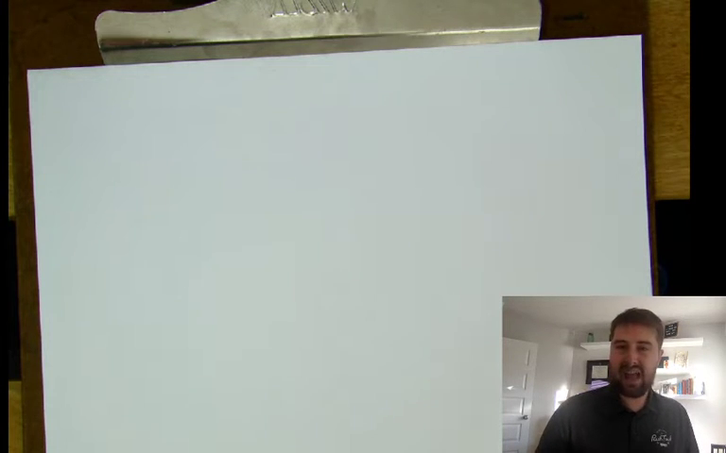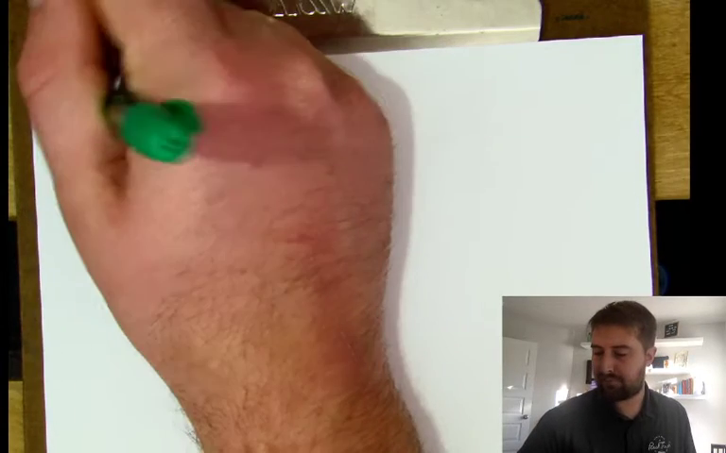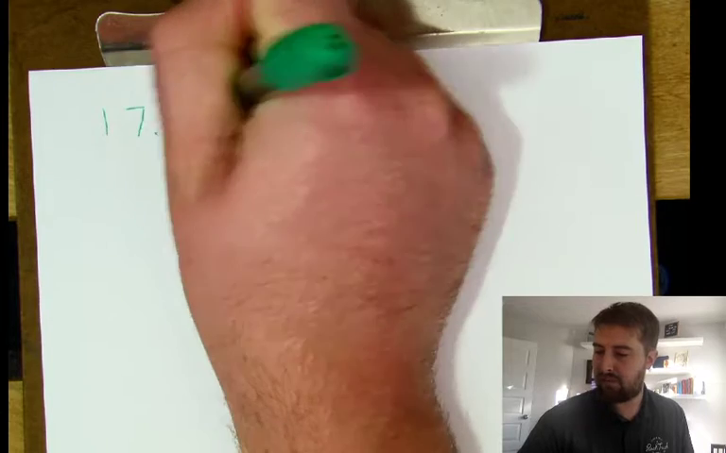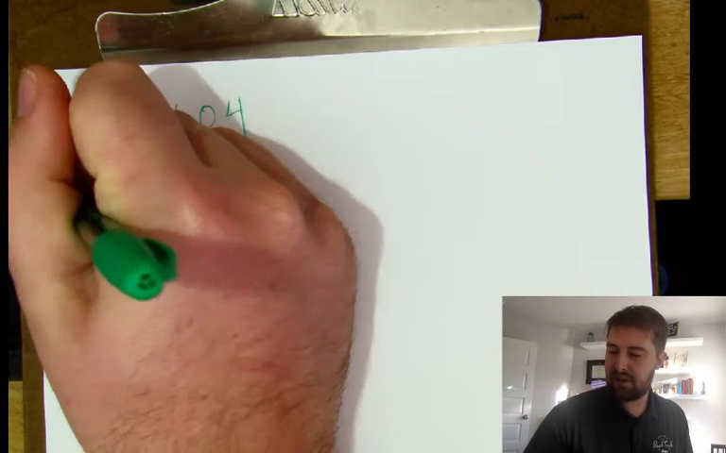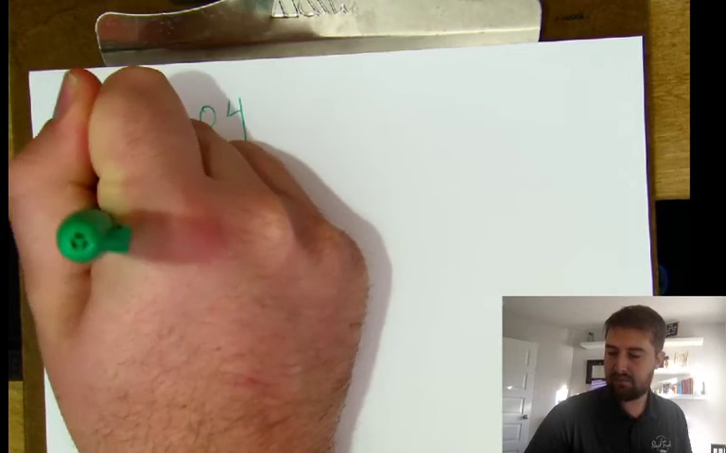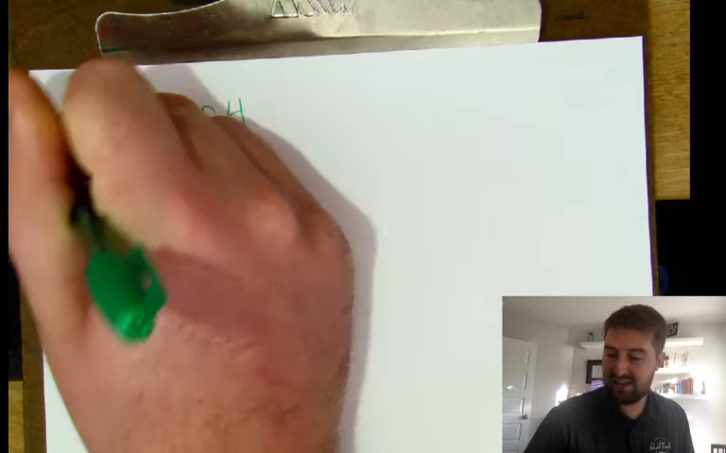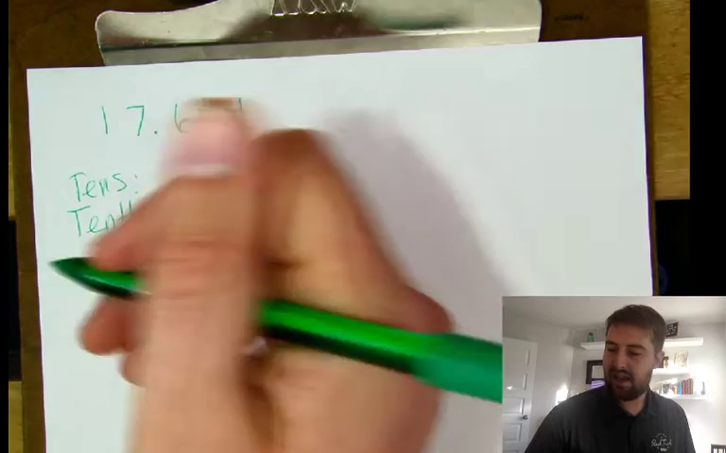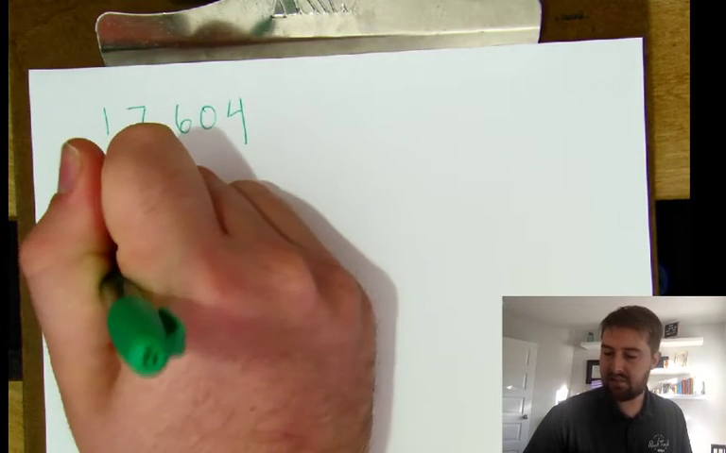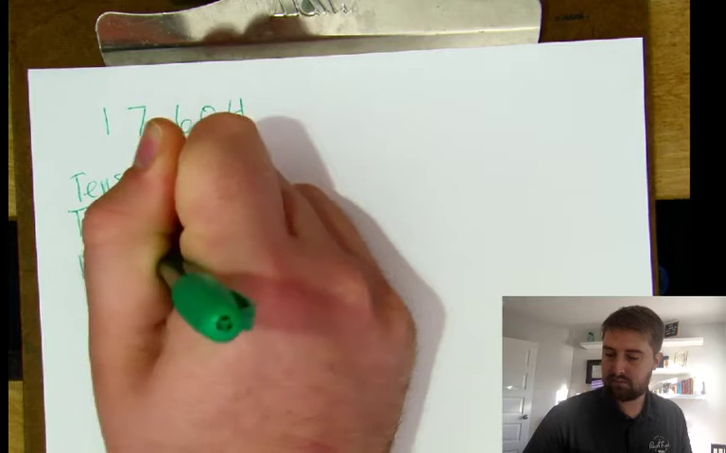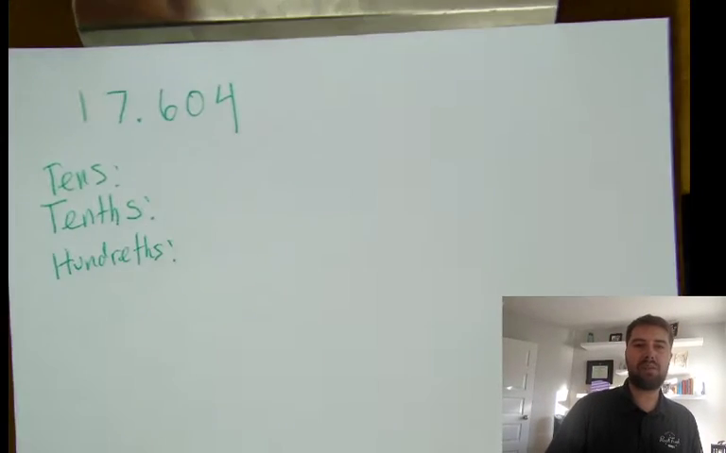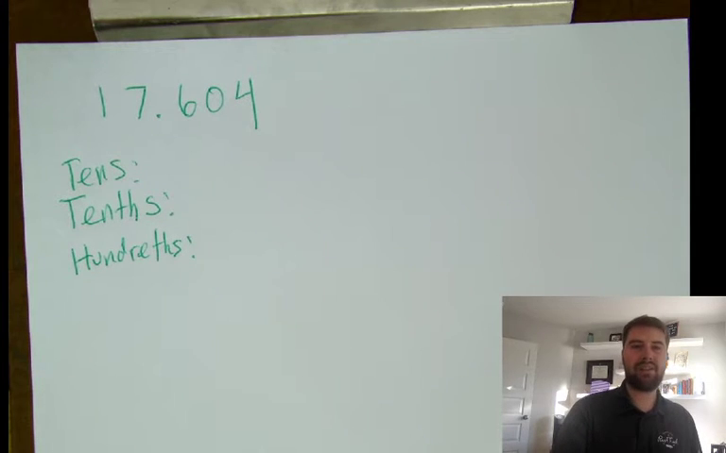So first, I'm going to just pop in with some numbers here. 17.604. And I want to ask you what number is in the tens place, as well as the tenths place, and the hundredths place. Go ahead, see if you can figure out which number is where, then I will jump in and label those in just a moment.